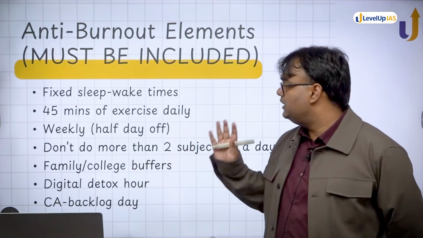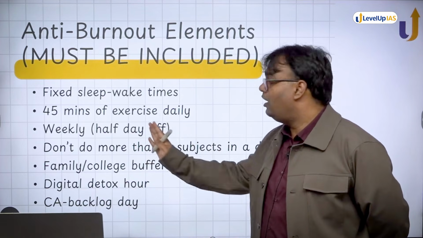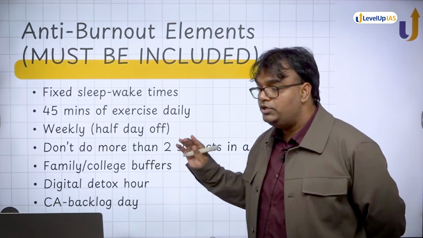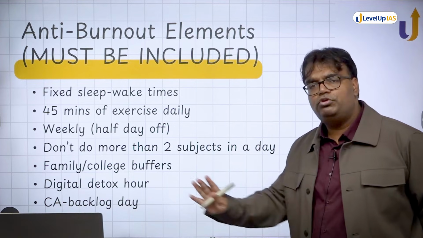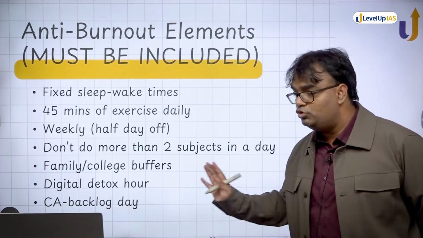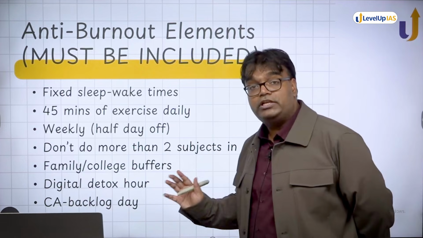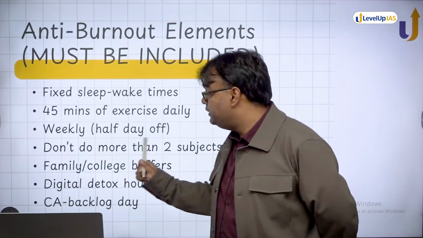45 minutes of exercise daily is compulsory. Weekly half day off is compulsory. Without it, it will not be sustainable. Don't do more than 2 subjects in a day. 1 GS, 1 optional, or 2 GS subjects, not more than that. Family college के लिए buffer रखना पड़ेगा. There should be digital detox hours.